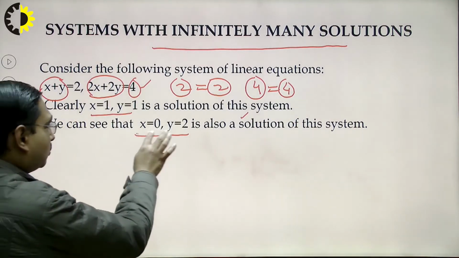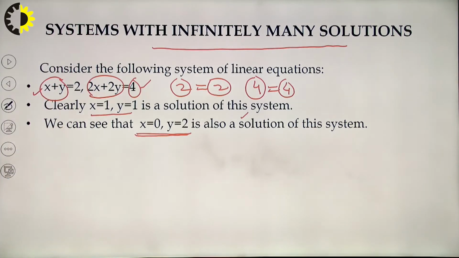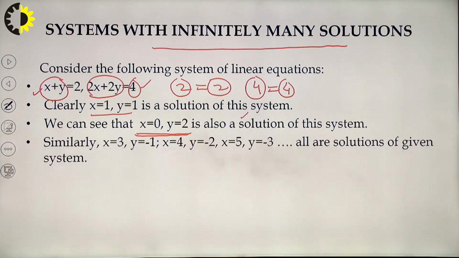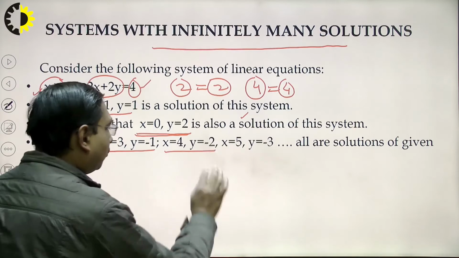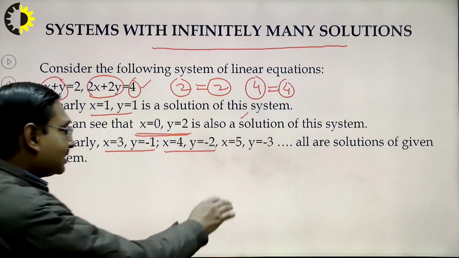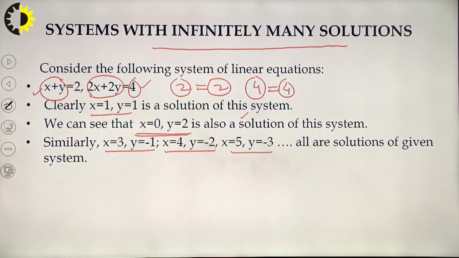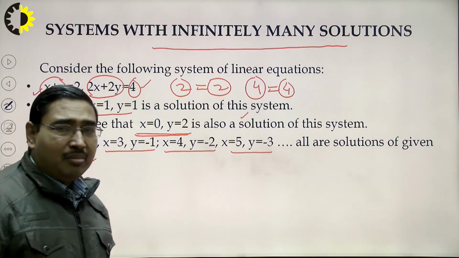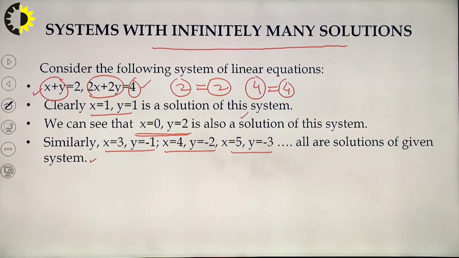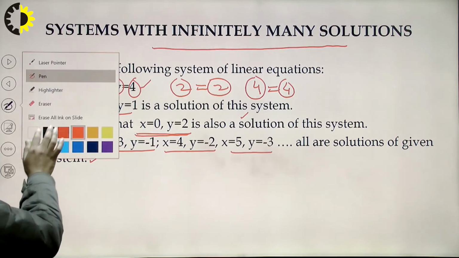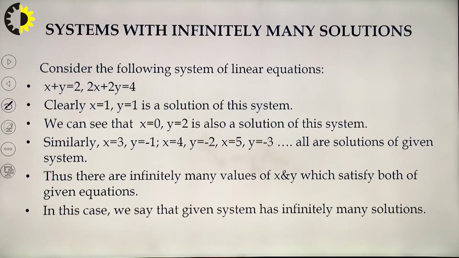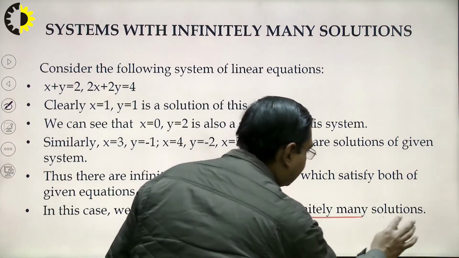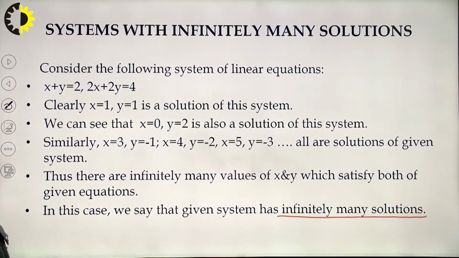Thus, x equal to 0, y equal to 2 is also a solution for this system. Similarly, x equal to 3, y equal to minus 1, x equal to 4, y equal to minus 2, x equal to 5, y equal to minus 3, all are solutions of this system. In fact, there can be infinitely many pairs of x and y satisfying each of these given equations. In this case, we say that the given system has infinitely many solutions.